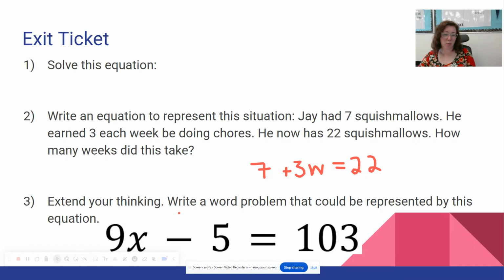Our last one, write a word problem that could be represented by this equation. I was in debt $5, but I'm earning $9 an hour at my job. After how long will it take me to get $103? Well, that's assuming that first I'm going to pay off my debt. And then after that, I'm going to be earning some money. And that's how we would solve that.